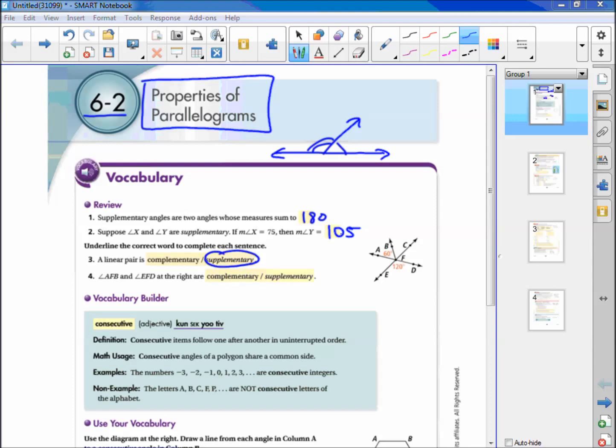So AFB and EFD at the right are supplementary also. AFB is 60 and EFD is 120, and 60 plus 120 makes 180. So they don't have to be adjacent to be supplementary. All right, so we have the vocabulary builder next.